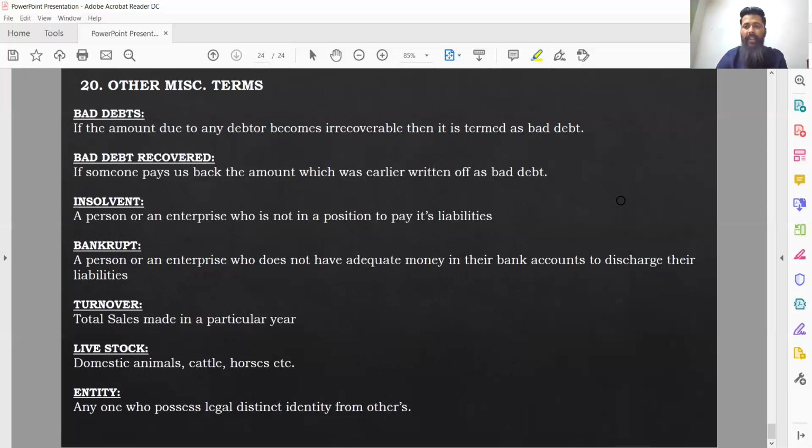Whereas insolvency is something which arises after the stage of bankruptcy. Insolvency means you are completely wiped off. You do not have anything to discharge your liabilities. Whereas in bankruptcy, it means you do not have money in your bank account only to discharge your liabilities. Next term is turnover. The total sales made throughout the year, the total volume of sales or total value of goods sold throughout the year, is basically the turnover of a business.